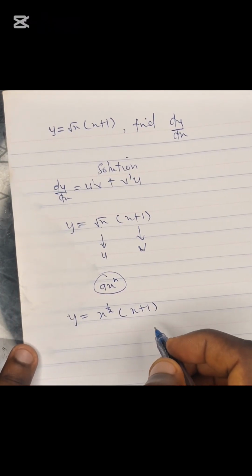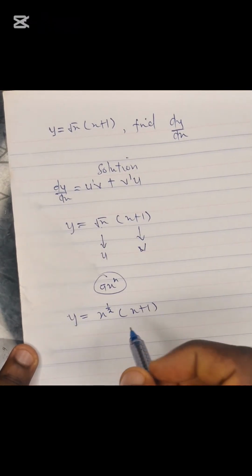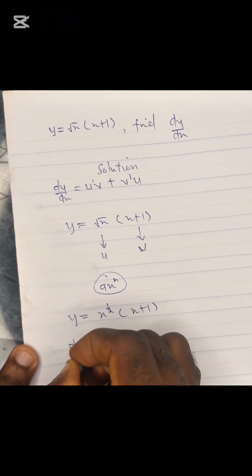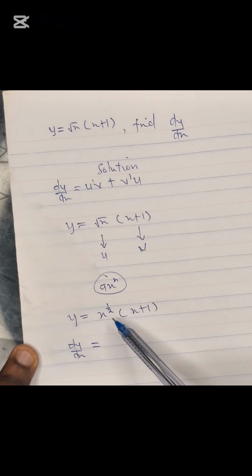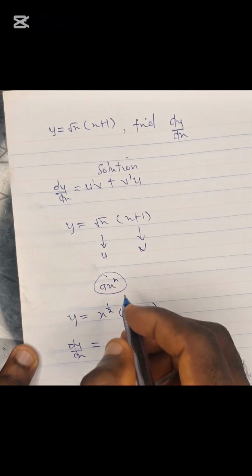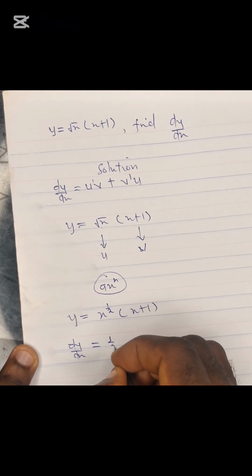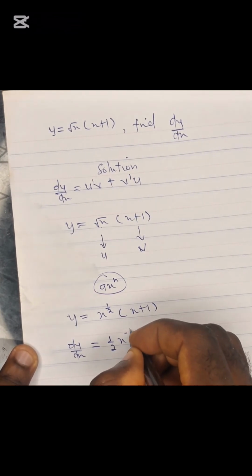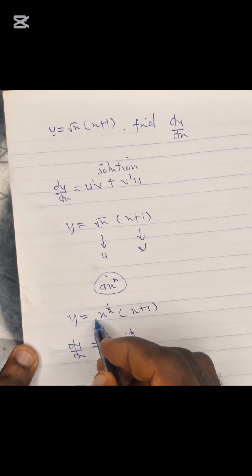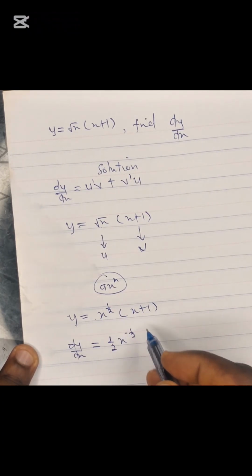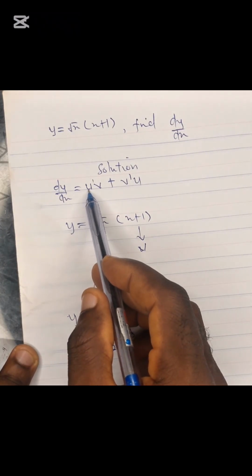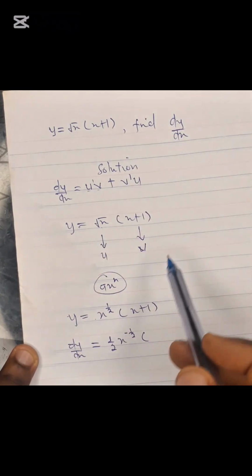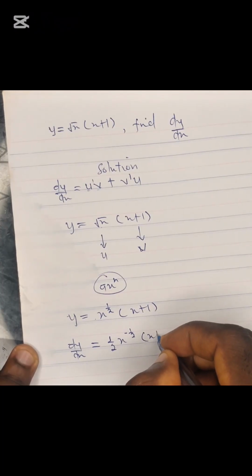Then we can now use the differentiation formula, that is the product rule, to find our differential. Now dy dx, we need to differentiate our u first. If you differentiate x raised to the power half, that will be 1 over 2 multiplying x raised to the power negative half. Remember, we multiply by the exponent, we subtract 1. Half minus 1 is going to give us negative half. Then after our differentiation of u, which is u prime, we multiply by v, and v is x plus 1, so we have x plus 1.